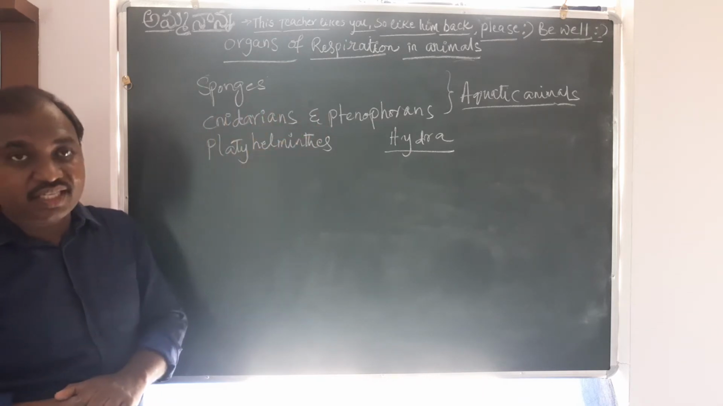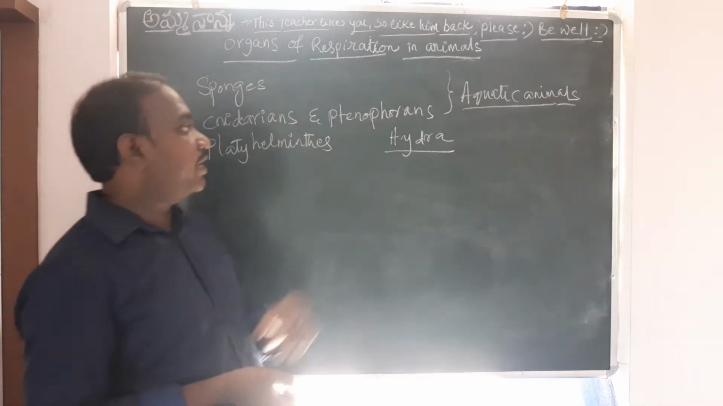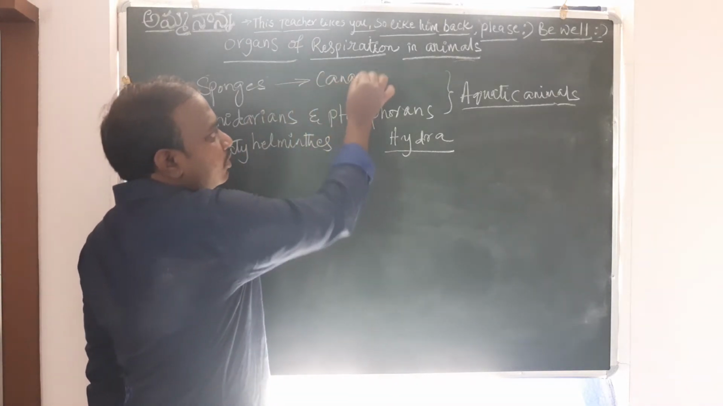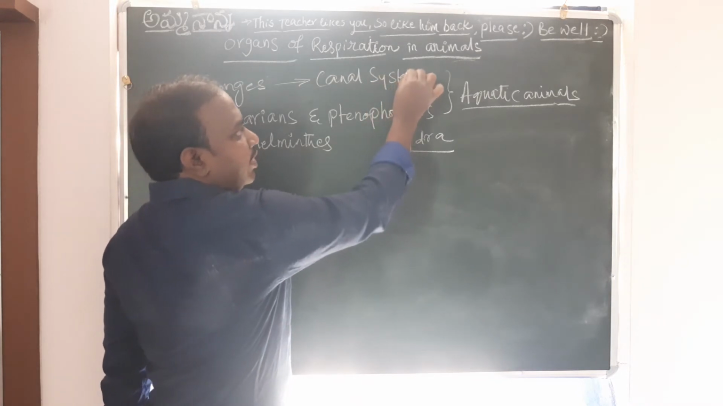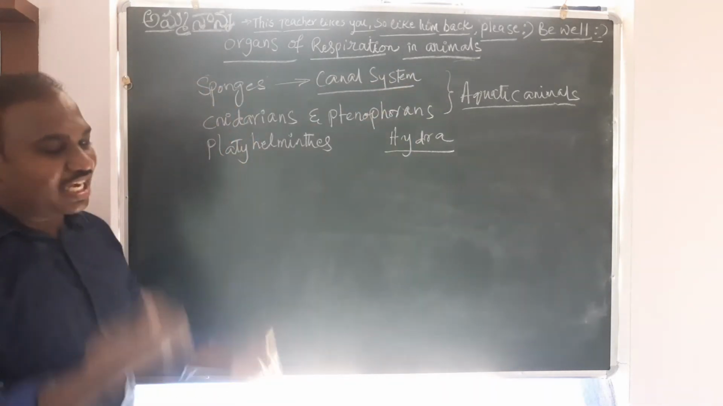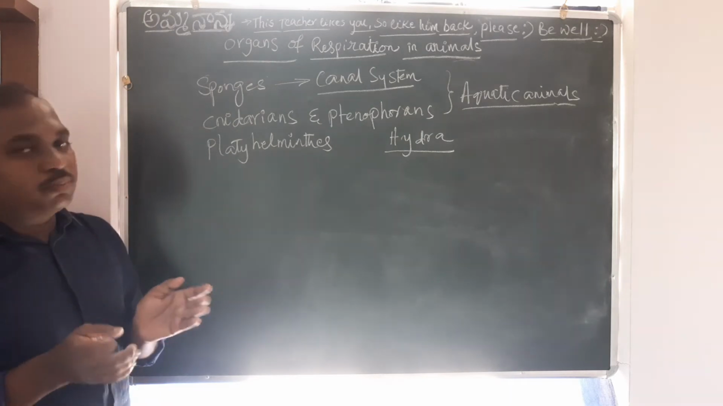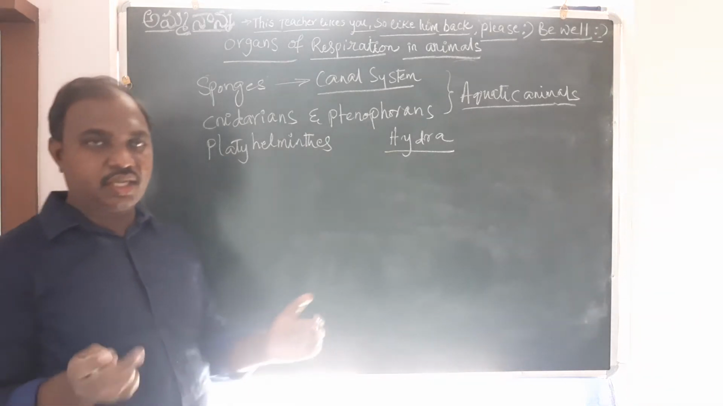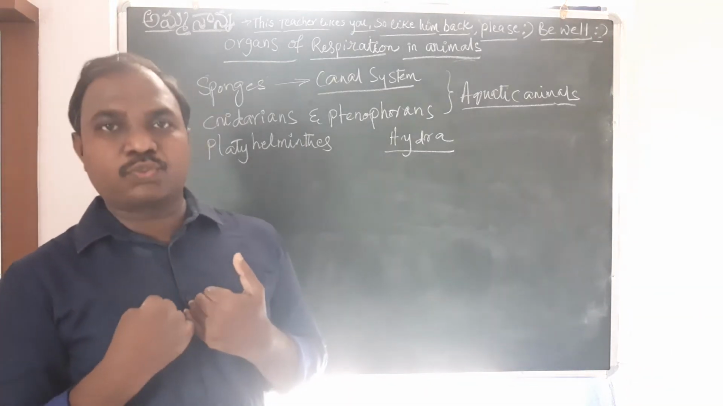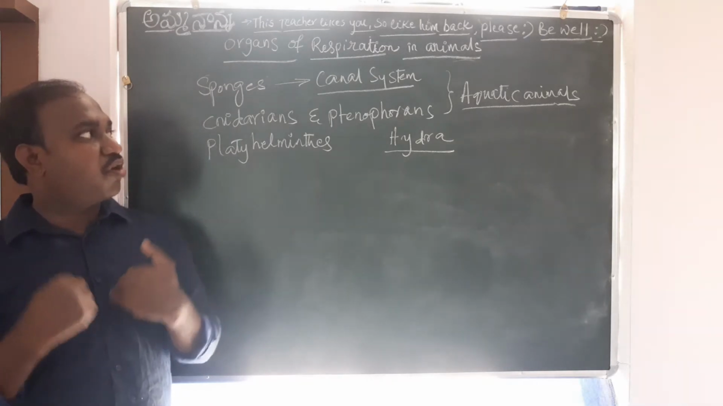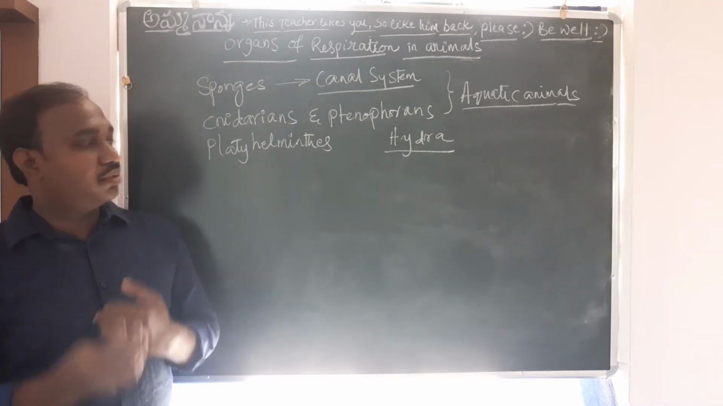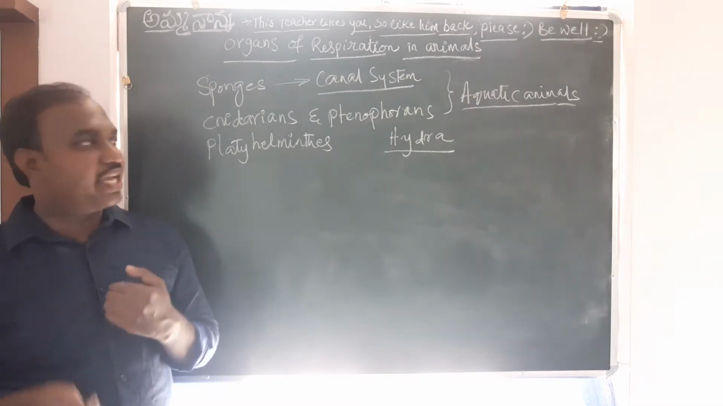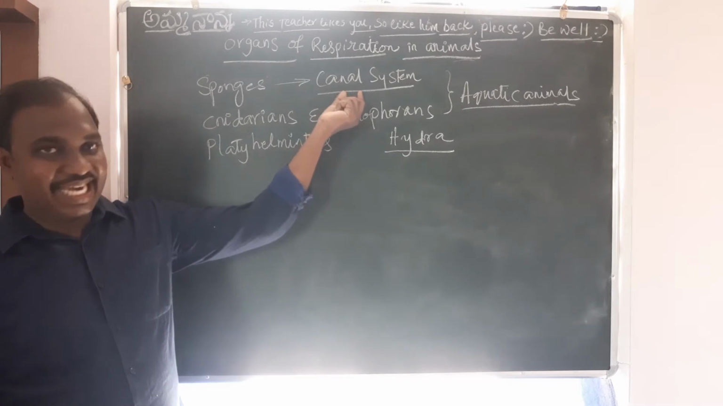Do they have any specialized respiratory organs? Not necessarily. If you take the sponges, they have this specialized system called the canal system. With the help of this system, water is allowed in through the bodily pores, the many ostia, and along with the water, the respiratory gases also come in and are exchanged. So that is the canal system.